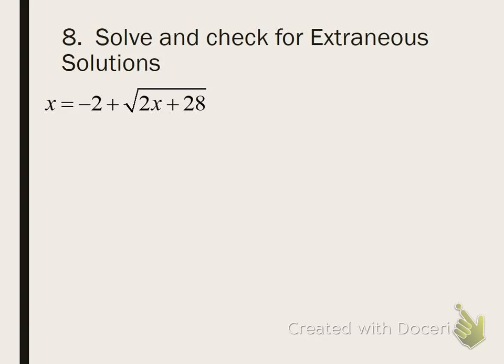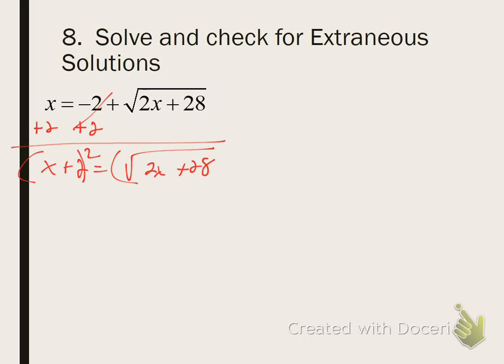All right. More of the same here. I want to get the radical by itself, so I'm going to add 2. So we get x plus 2 equals the square root of 2x plus 28. Then we've got to square both sides, which means I'm going to have to double distribute the x plus 2. The square and square roots over here eliminate each other.